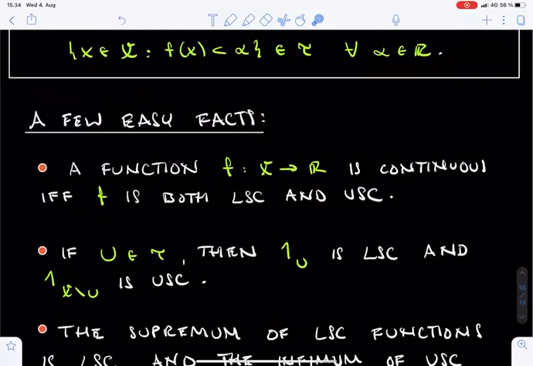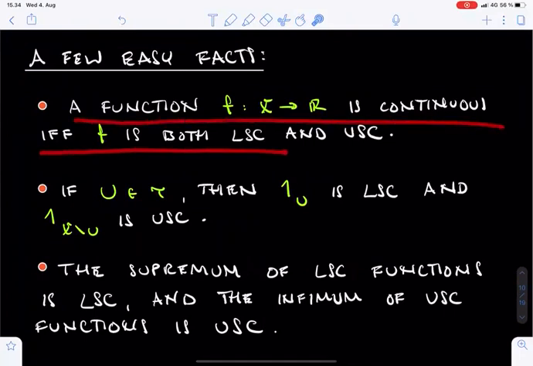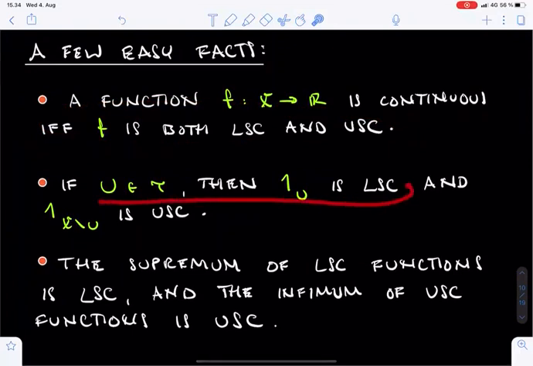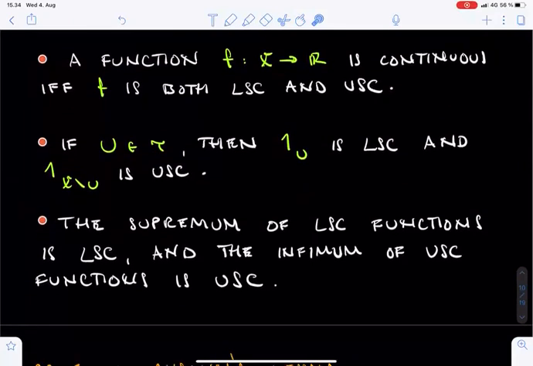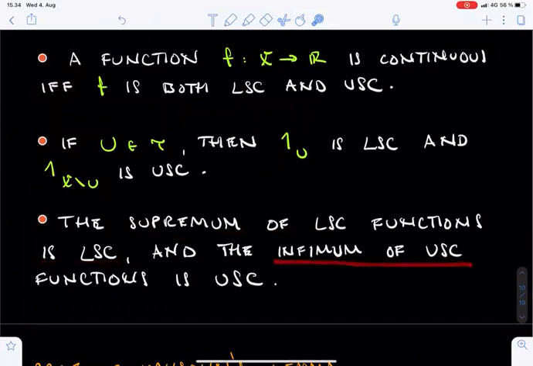Here are a few basic facts about upper and lower semicontinuous functions, which you can verify yourself as exercises. First, a real-valued function on X is continuous if and only if it is simultaneously upper and lower semicontinuous. Second, the characteristic functions of open sets are lower semicontinuous, and the characteristic functions of closed sets are upper semicontinuous. Third and finally, the supremum of lower semicontinuous functions is again lower semicontinuous, and the infimum of upper semicontinuous functions is again upper semicontinuous.